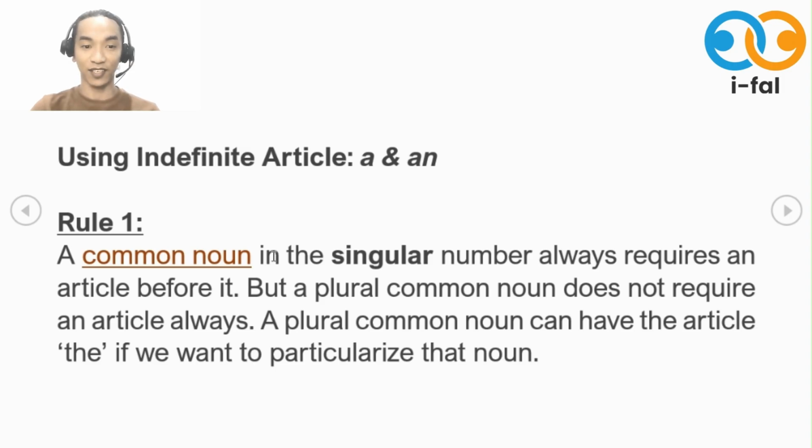For the first rule, a common noun in the singular form or number always requires an article before it. So if it's a common noun and it is singular, then we have to use a or an. Remember, for a common noun, so it's a general noun. But a plural common noun does not require an article anyways. So if it's plural, then it doesn't need one. A plural common noun can have the article the if we want to particularize that noun.